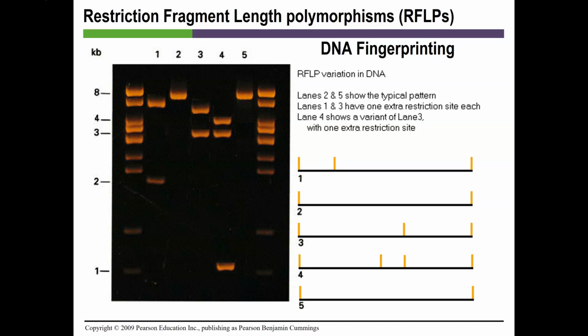This is the basics of DNA fingerprinting. The fragments of different lengths result in a unique pattern for different individuals. Hence the name restriction fragment length polymorphisms, RFLPs. Polymorphisms refers to the many differences.